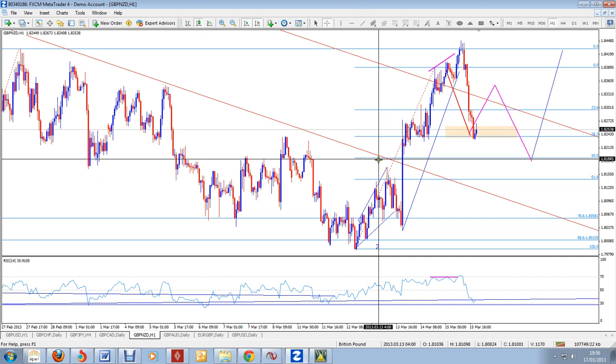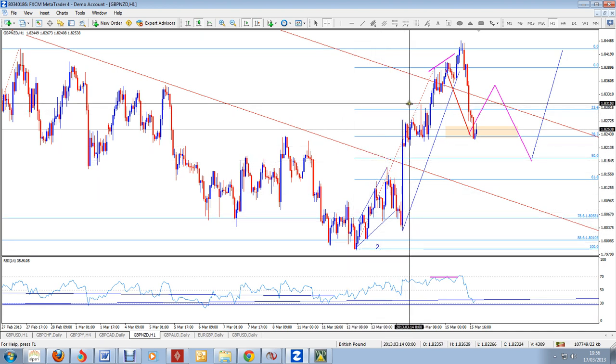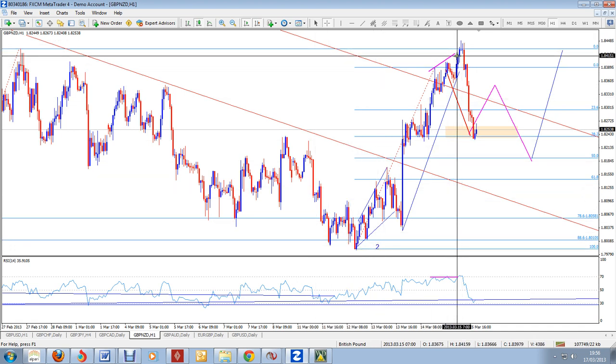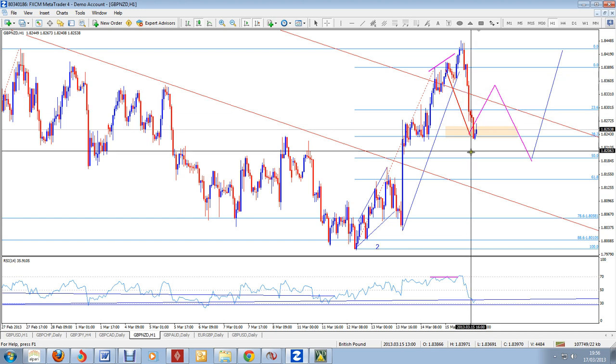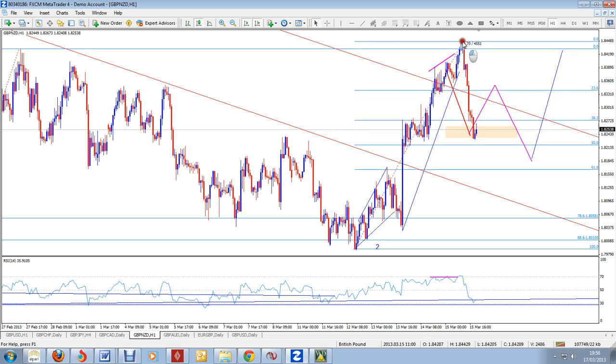So that's a minor one, that's a leading diagonal expanding 1, 2, then possibly 3, 4, and maybe 5. So maybe what we got is a 5-wave up. We are now retracing A, B, and C, which is what I expect. And therefore, if we look at the Fibonacci of the entire wave, then 50% or 61.8% is probably an area where we can start looking for potential long entry.